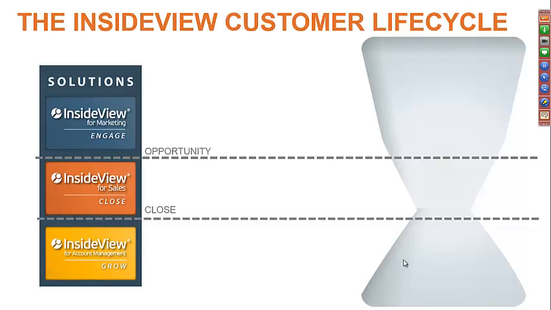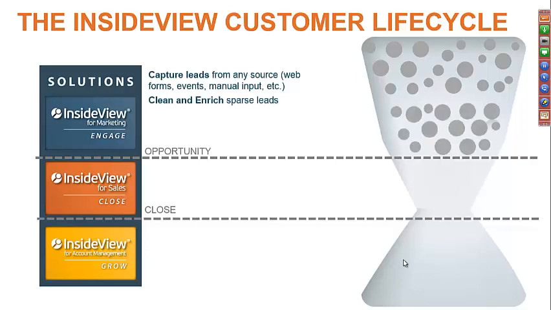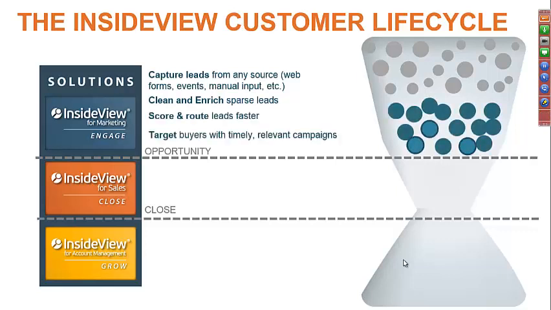What are we going to show you here? What does this mean for you? What are we going to do for you? Well, we're going to first help you on the marketing side of it to be able to get more leads from any source. Then we help you to enrich those leads with real-time data. You're able to score and route them faster, and then you're able to deliver more timely, relevant campaigns.